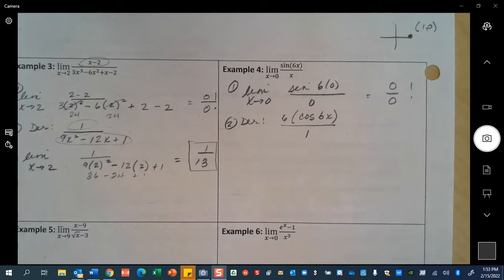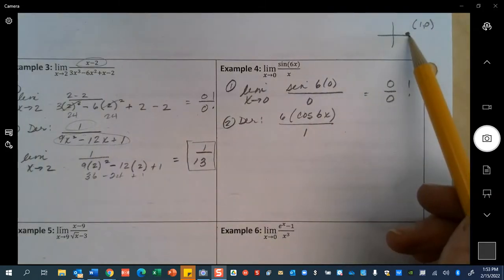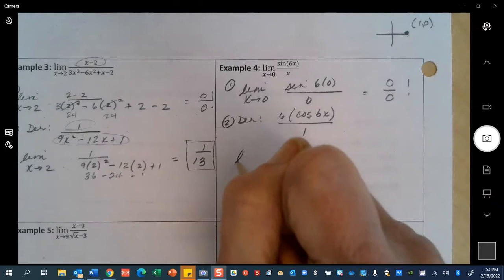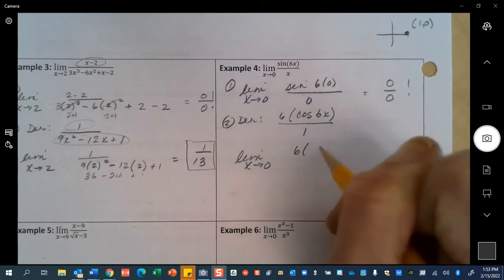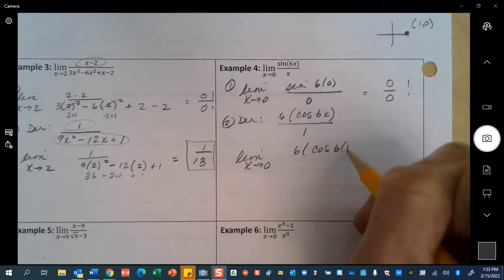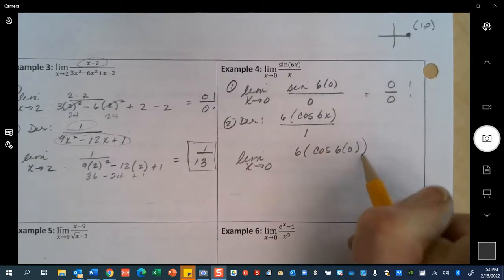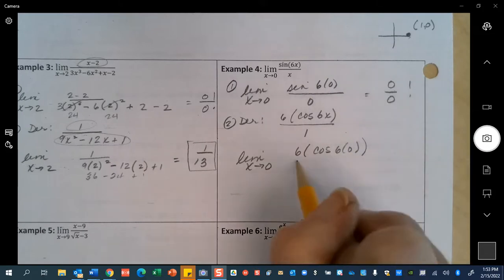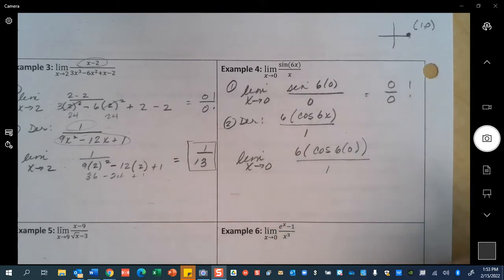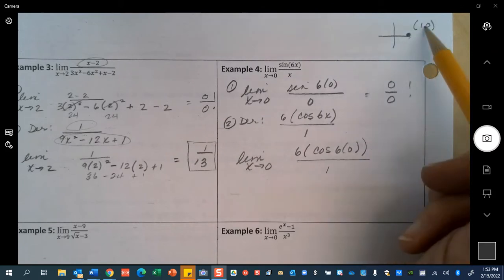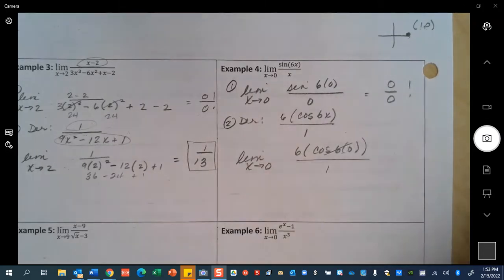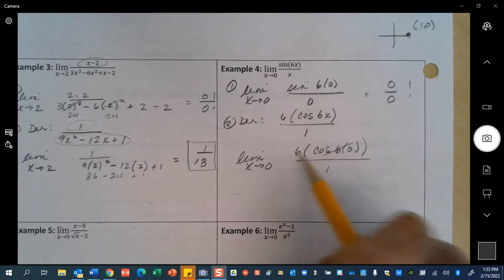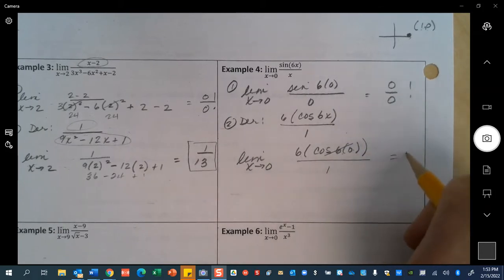What is the cosine of 0? As I go to take the limit as x approaches 0 of 6 times the cosine of 6 times 0 over 1, the cosine of 0 is 1. So it's 6 times 1, right? 6 over 1, there's your answer of 6.